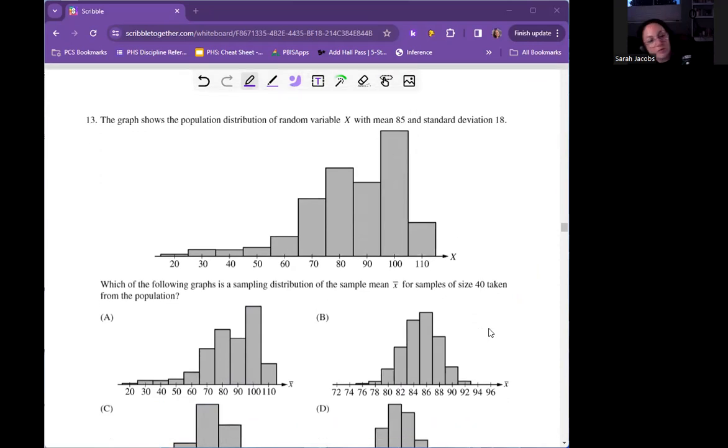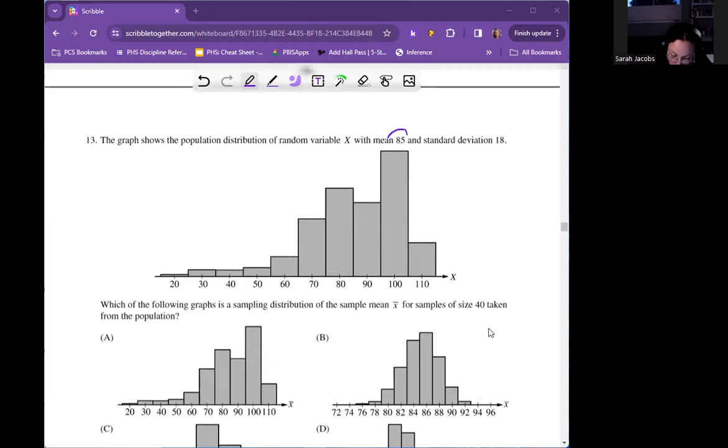Cool. 13. A graph shows the population distribution of random variable X with a mean of 85 and a standard deviation of 18. Which of the following graphs is a sampling distribution? So this gave a lot of people a lot of pause. Which of the following graphs is a sampling distribution of the sample mean X bar for samples of size 40 taken from the population?